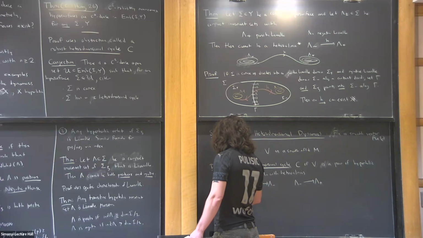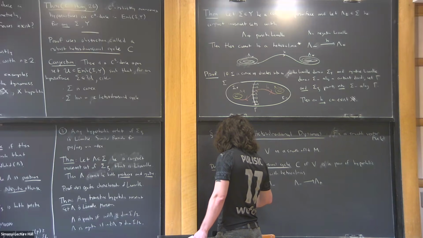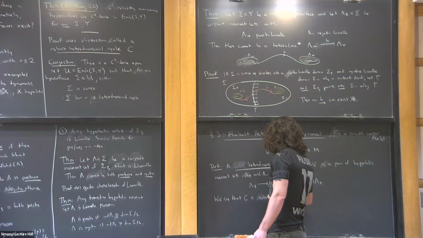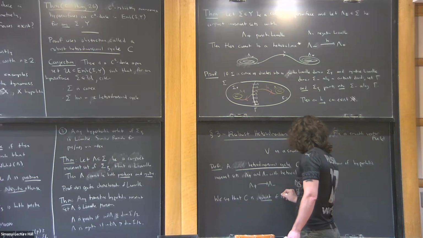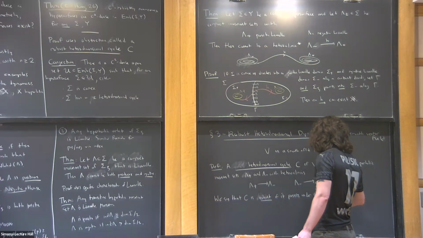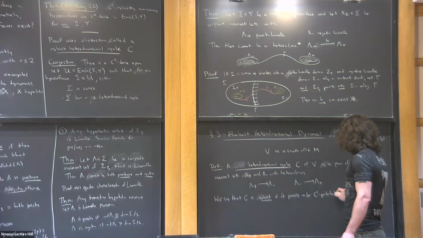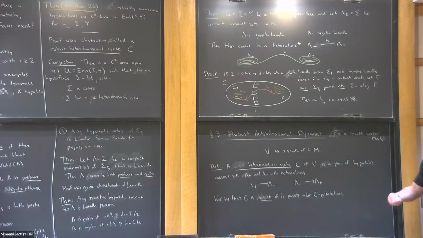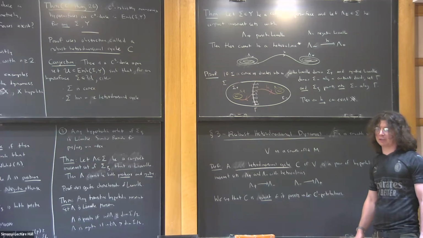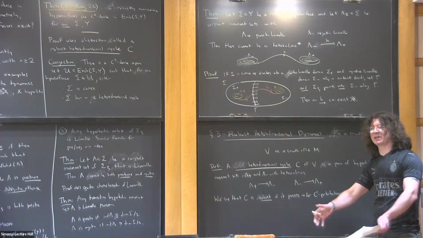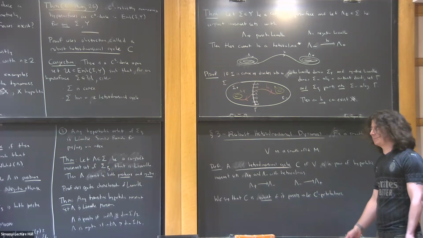So we say that C is robust if it persists under C1 perturbations. There's something more precise I could say about that, but basically it's robust if you C1 perturb your vector field, and for a small enough C1 perturbation, the cycle survives, right? Or some version of the cycle survives. There's a continuation of the cycle that exists after the perturbation.